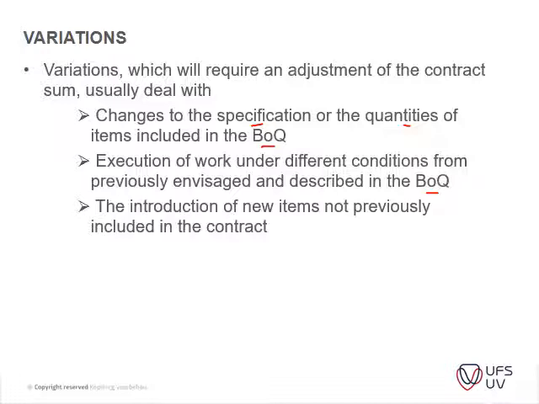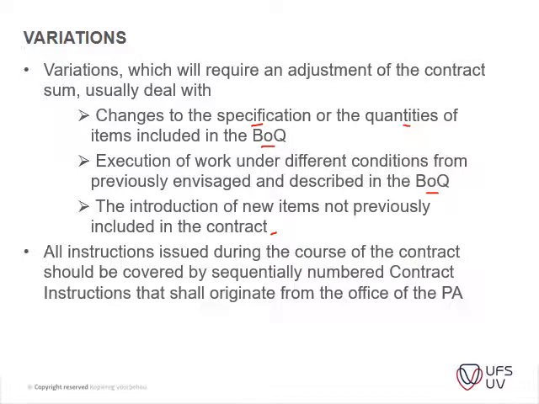The instruction of new items not previously included in the contract, for instance, if you're working in a community, you have to take into account maybe education of the community, talks with the community, which wasn't included in the initial tender brief, or something in that sense. Okay, all instructions issued during the course of the contract should be covered by sequential numbering contract instructions that shall all originate from the office of the principal agent. So this is just the site instruction booklet that we spoke about in the previous slide.